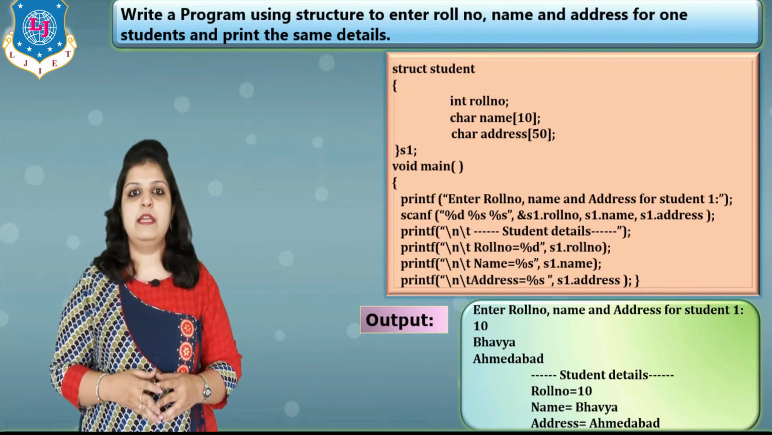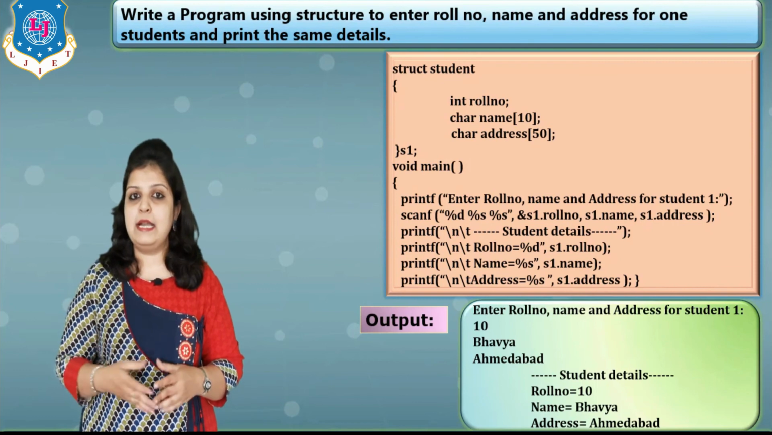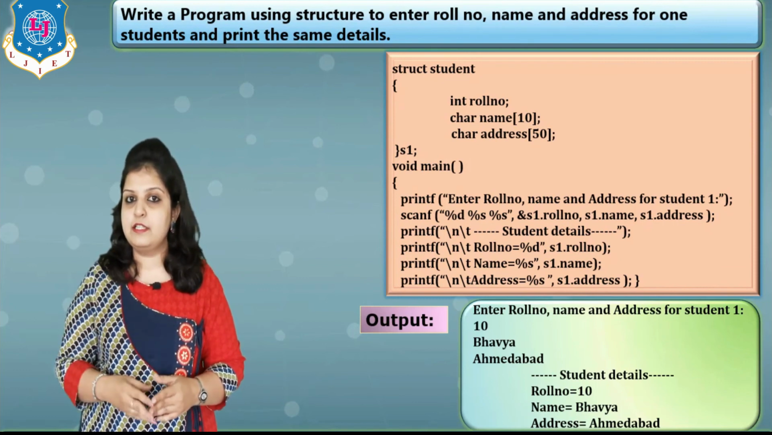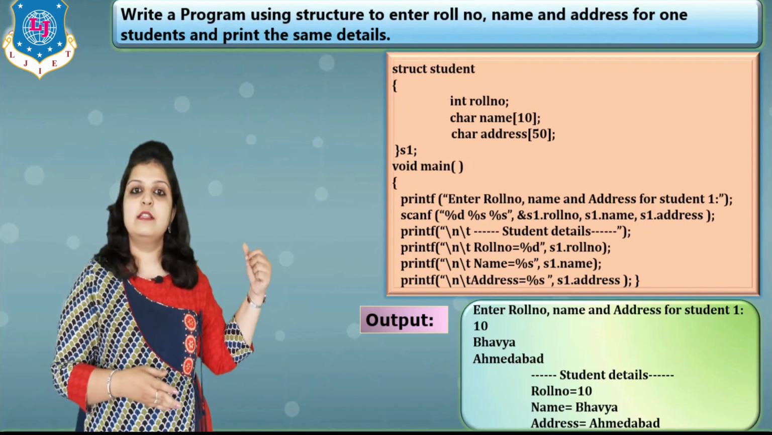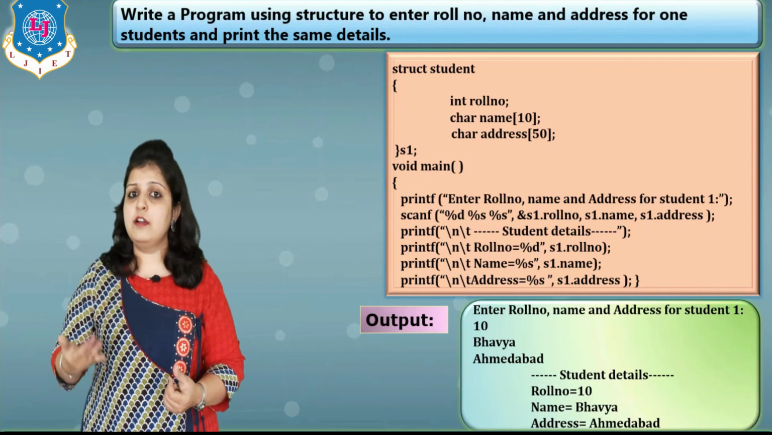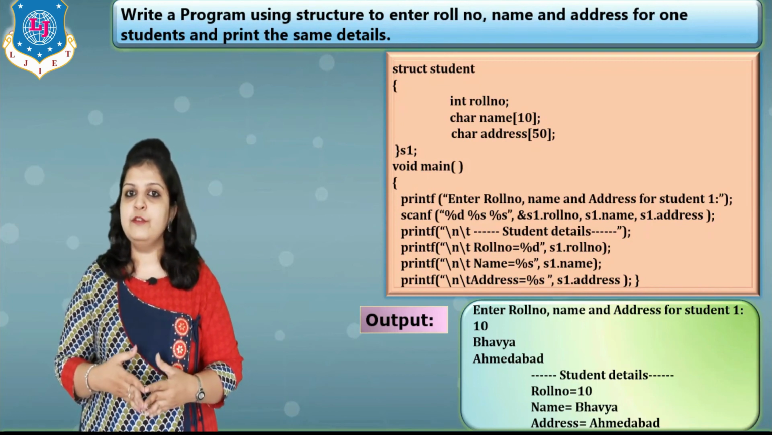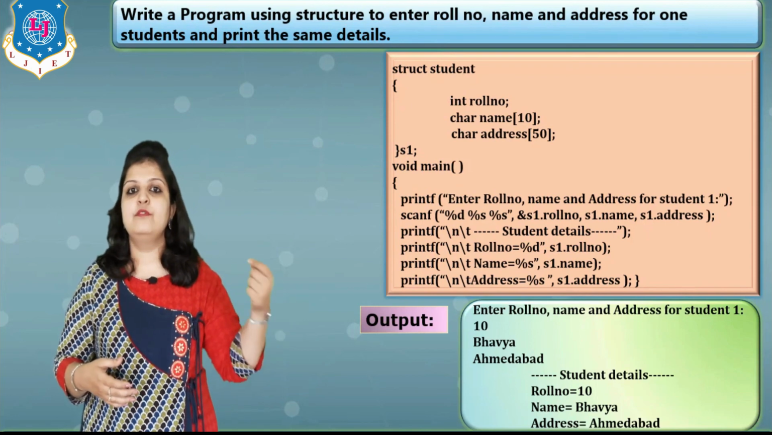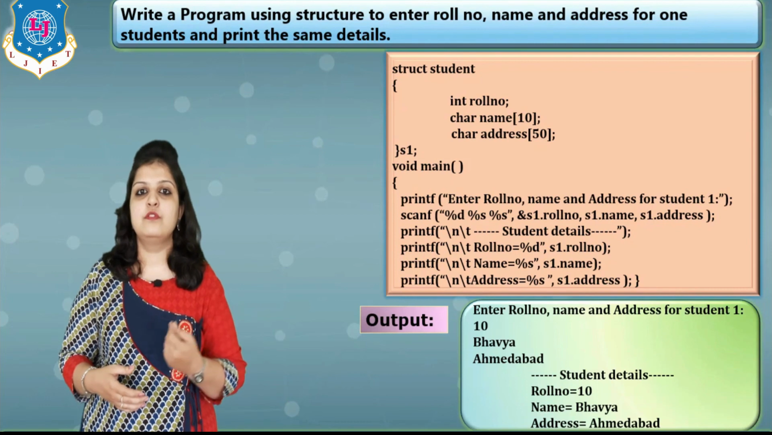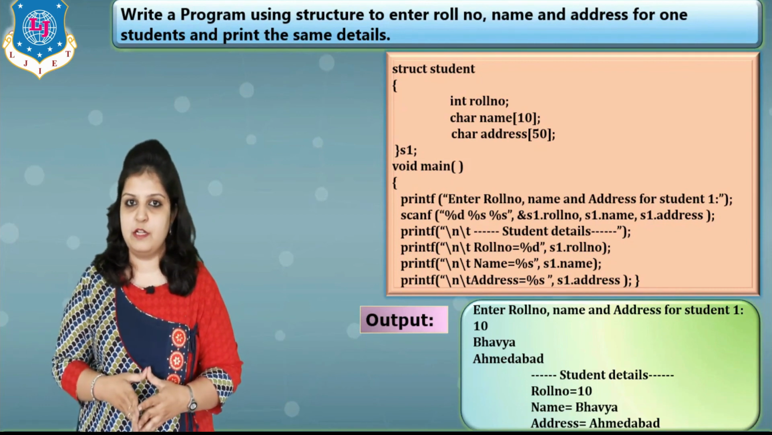So in this way we can write the program using structure. If you want to enter 3 students' details, then you have to declare 3 different structure variables, and in the same way we can write printf and scanf. And for another student, suppose you have taken variable s2, then you can access it like s2 dot roll number, s2 dot name and s2 dot address. Similar for other structure variables.